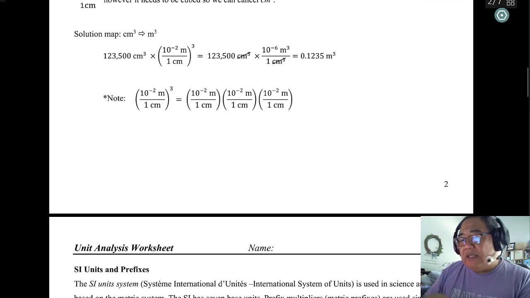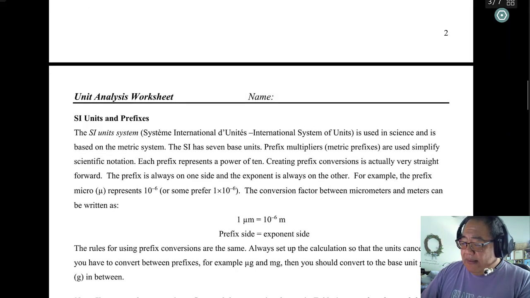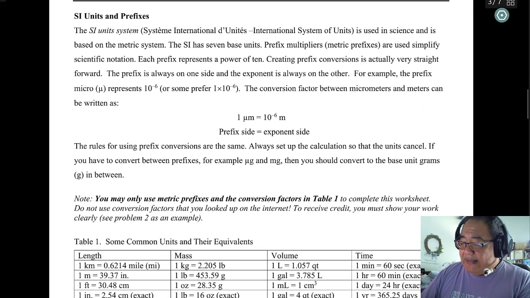I'll skip the units raised with power. Very much, I think, is self-explanatory. You can go back and read it. Okay. So the next thing I want to talk about is SI units and prefixes.